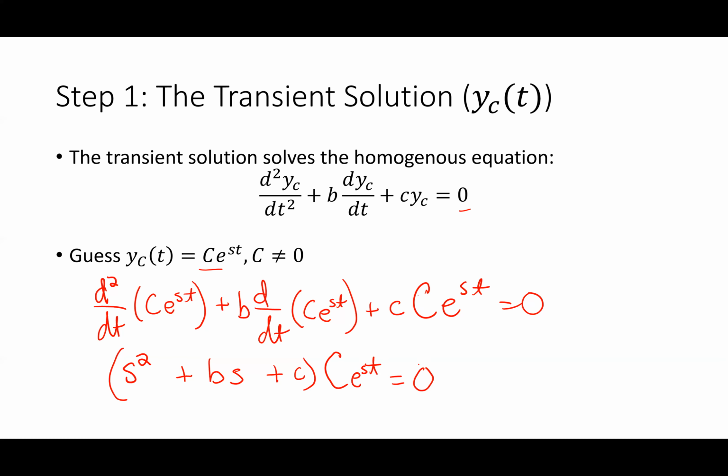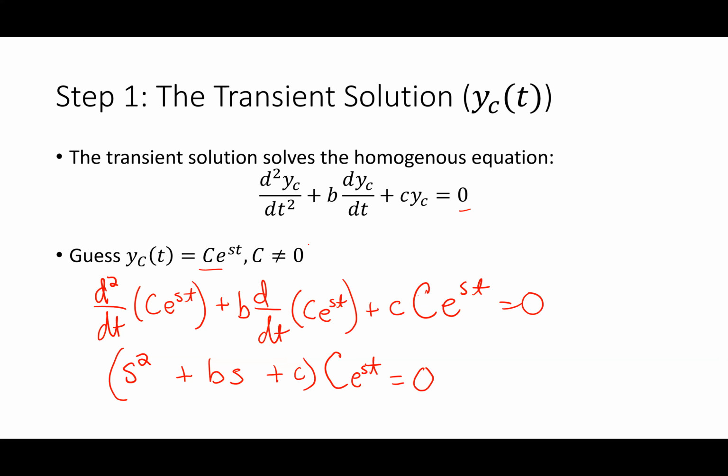And I'm going to factor out each term, there is going to have a big C e to the st equal to 0. Now, what do we know about C? C is never equal to 0, right? And e to the st, is it ever equal to 0? No. Okay.